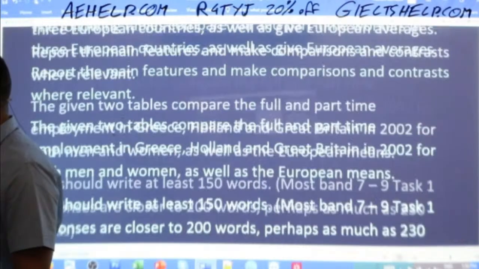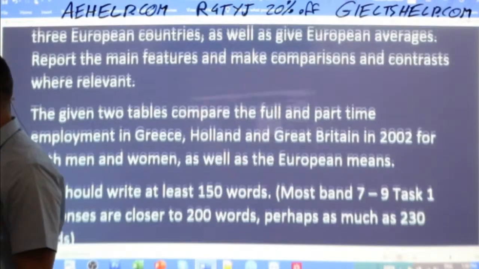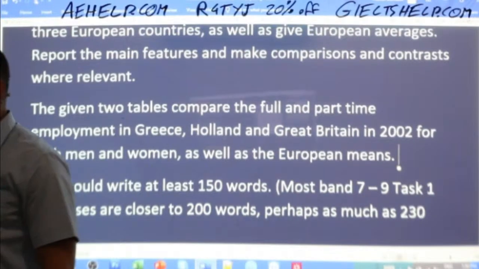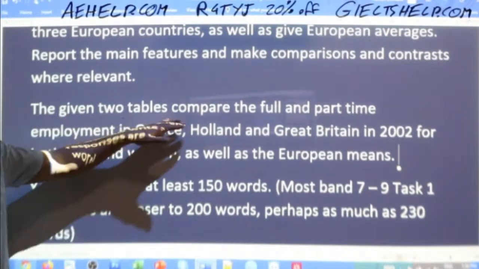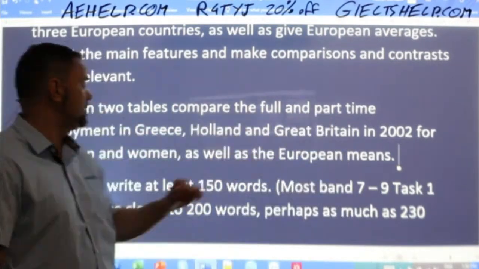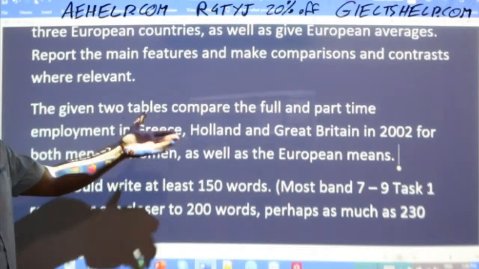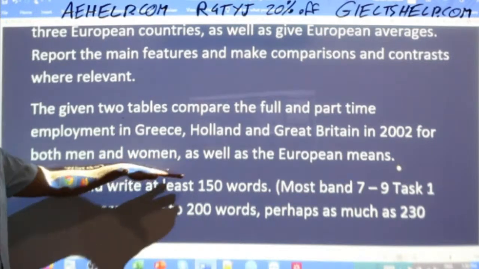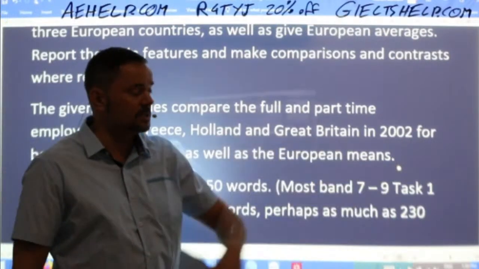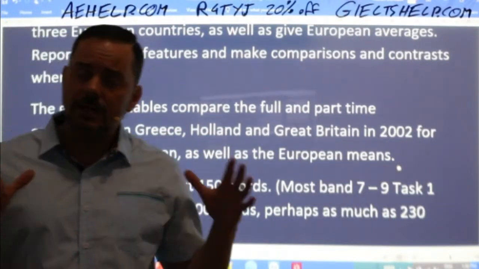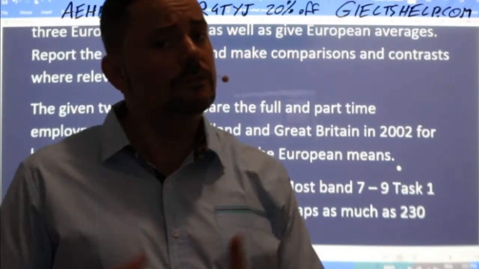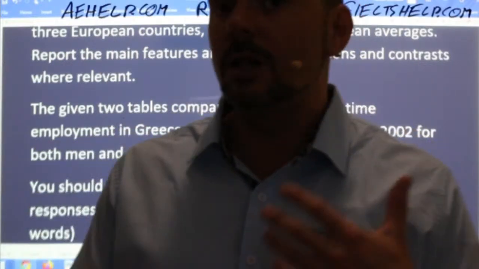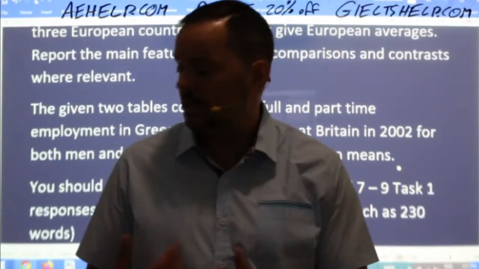So here's my opening sentence. The given two tables compare the full and part-time employment in Greece, Holland, and Great Britain in 2002 for both men and women, as well as the European means. All right, so I'm keeping it concise. Don't start too fancy. You want to show good, clear writing, especially in the beginning.